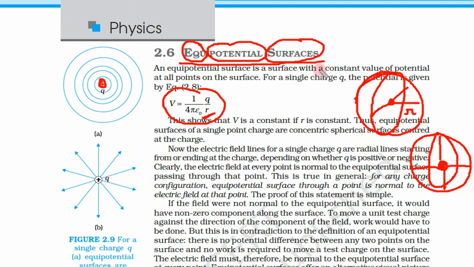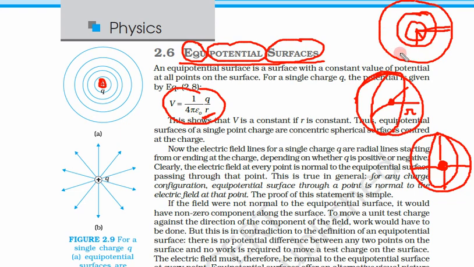Similarly, we can make as many circles as we want. Let us say this is our point charge. This is a sphere of radius r1. This is a sphere of radius r2. This is a sphere of radius r3. And for any fixed radius, for which this point charge is the center of the sphere, the potential will remain same throughout the sphere.